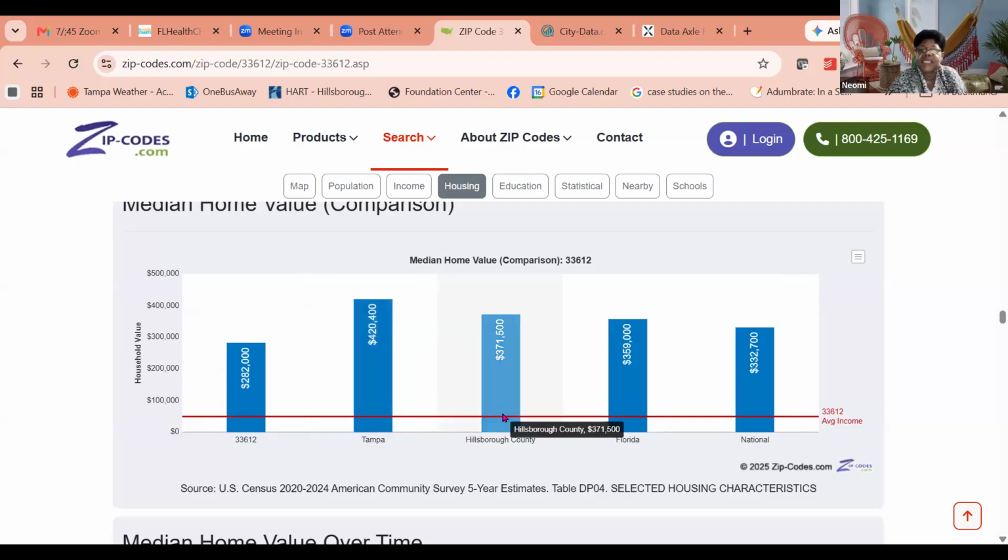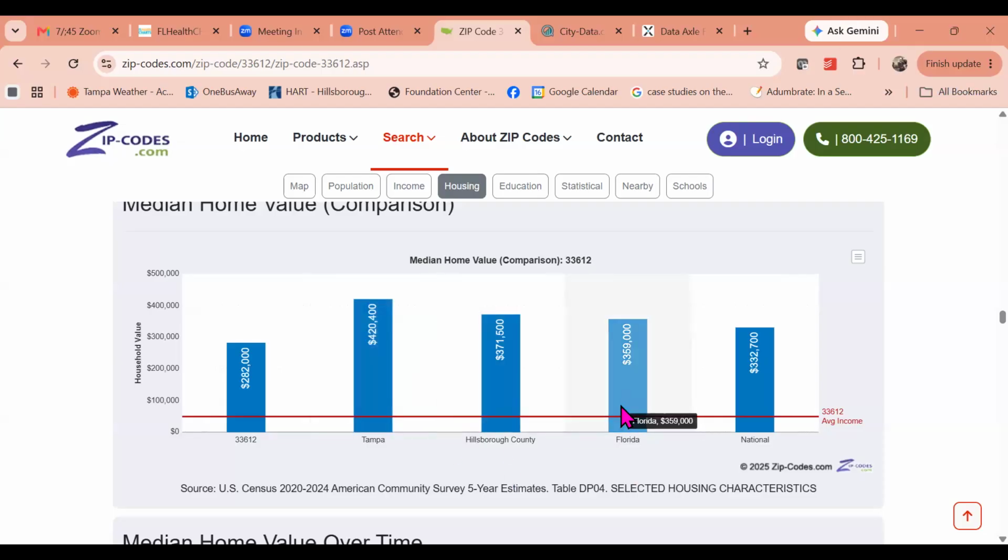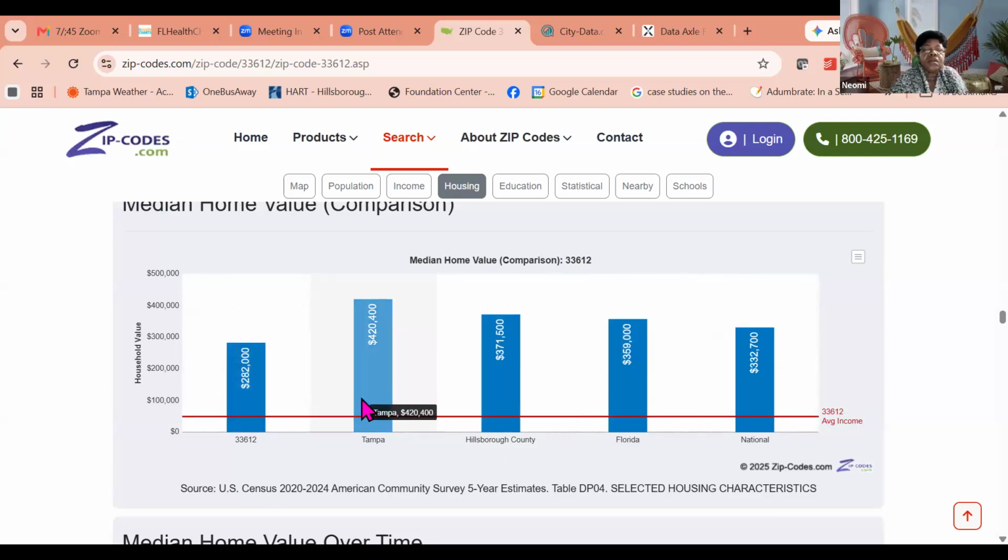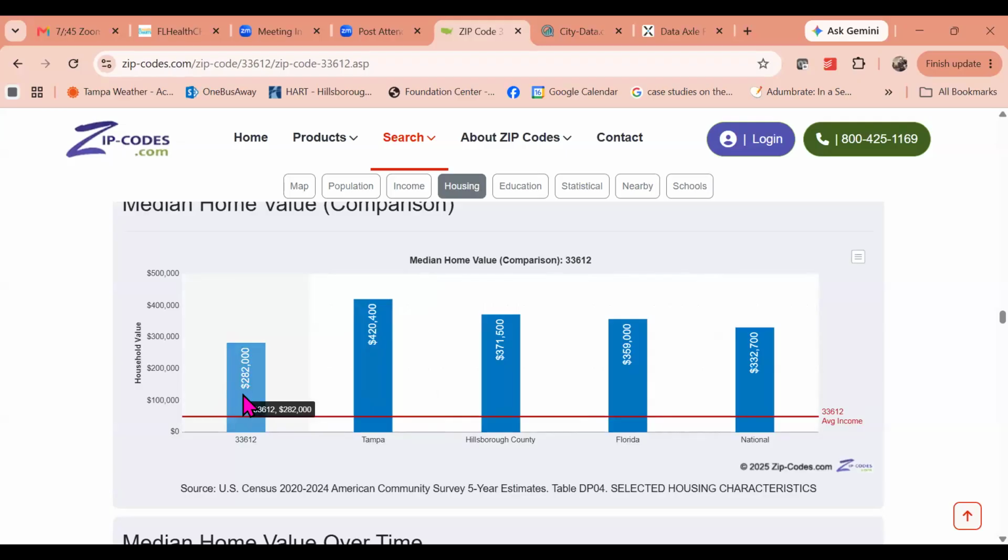Wait a minute. When you compare this to Hillsborough County, Florida, and when you compare it to the nation, Tampa, Florida has the highest. You pay the highest for property in the city of Tampa as a whole. Now, if you go to individual zip codes, it's going to be different. But if you look at Tampa as a whole, it's the highest in the nation.